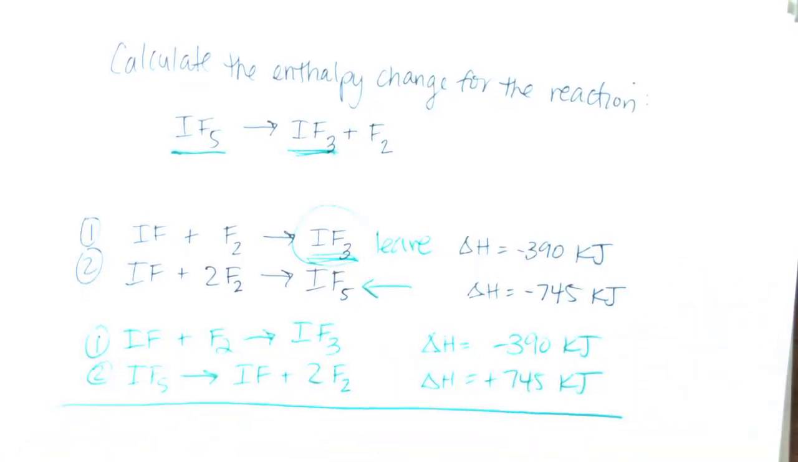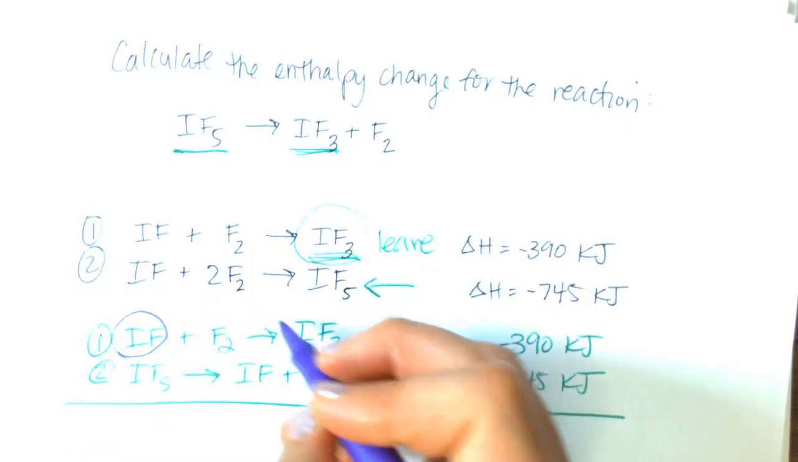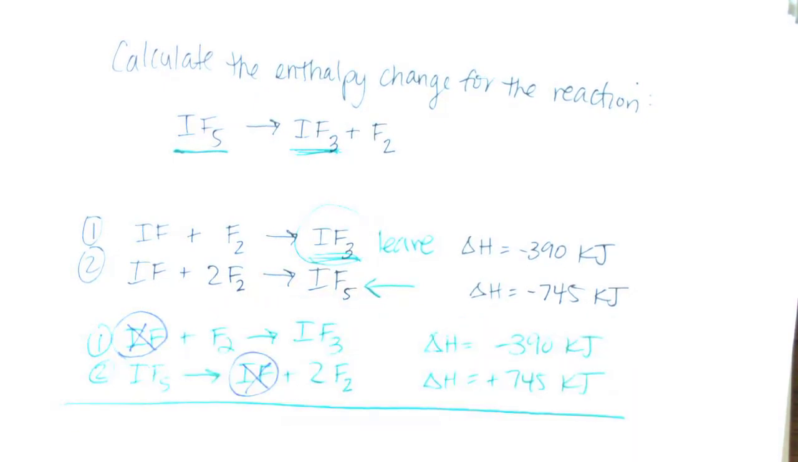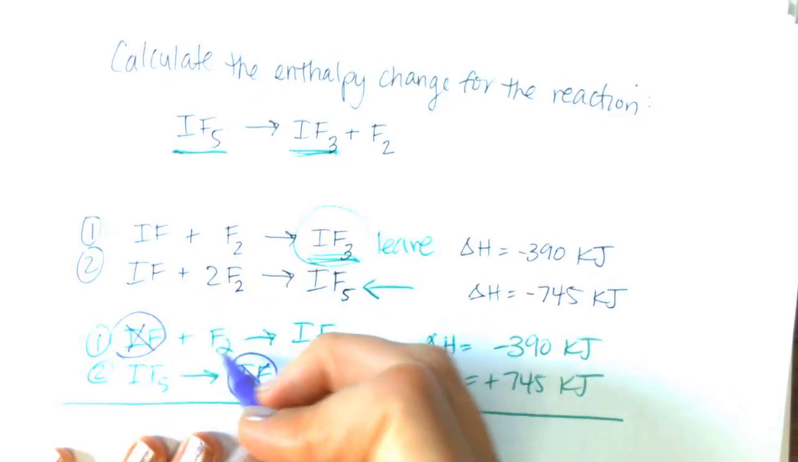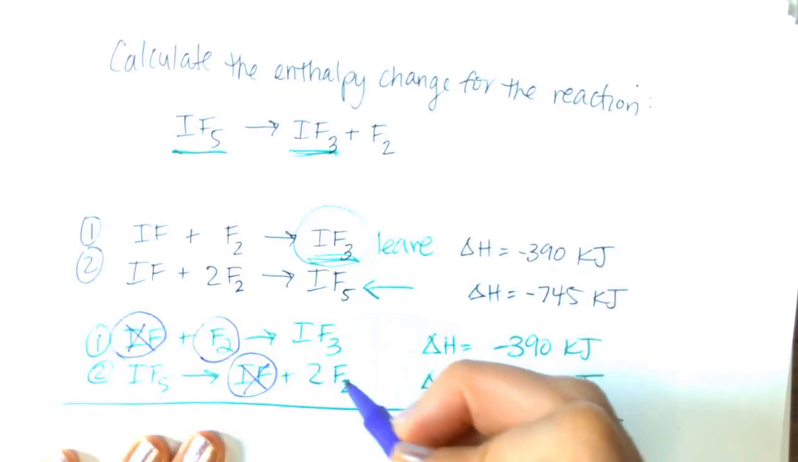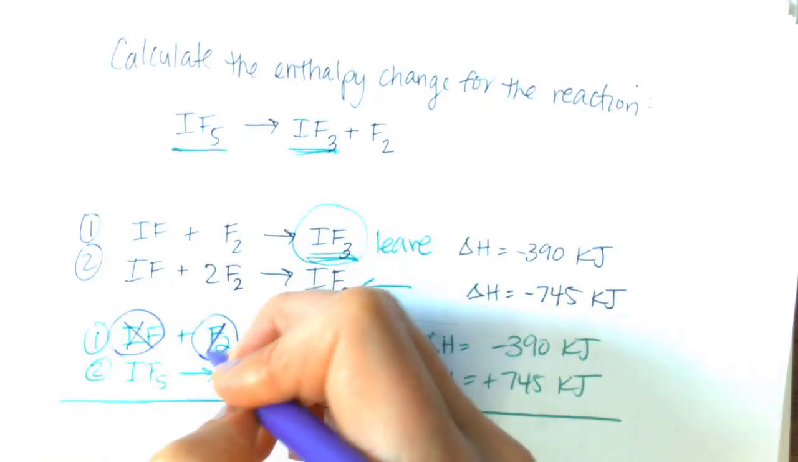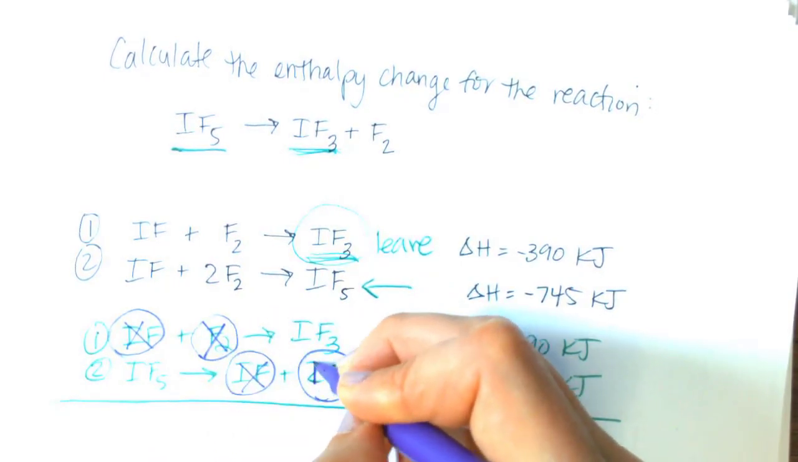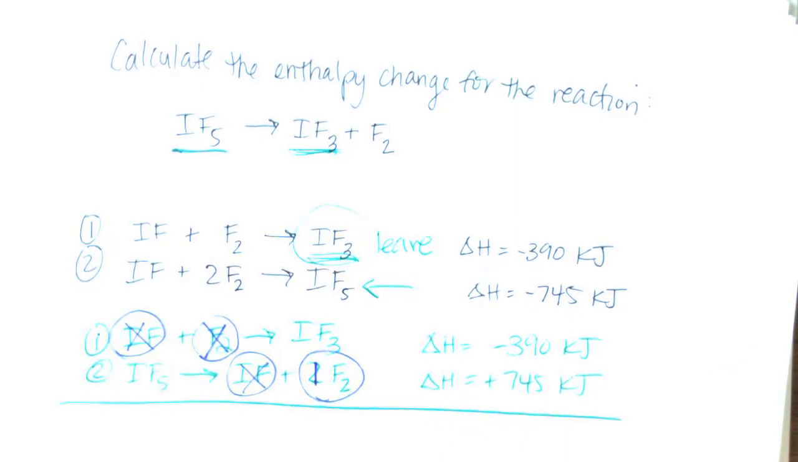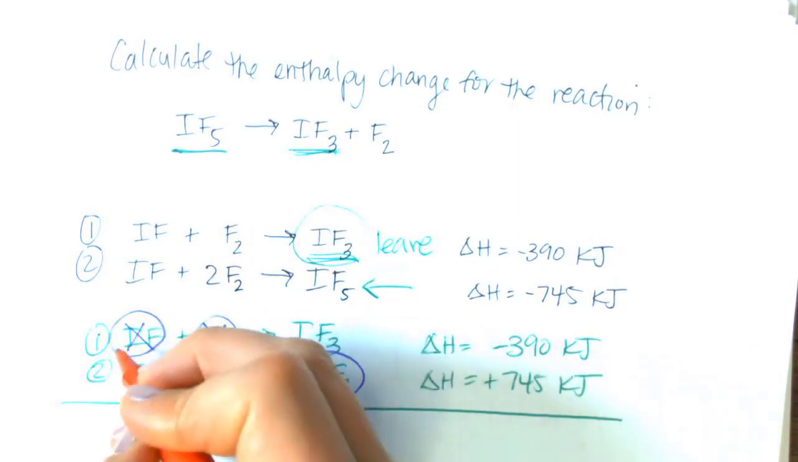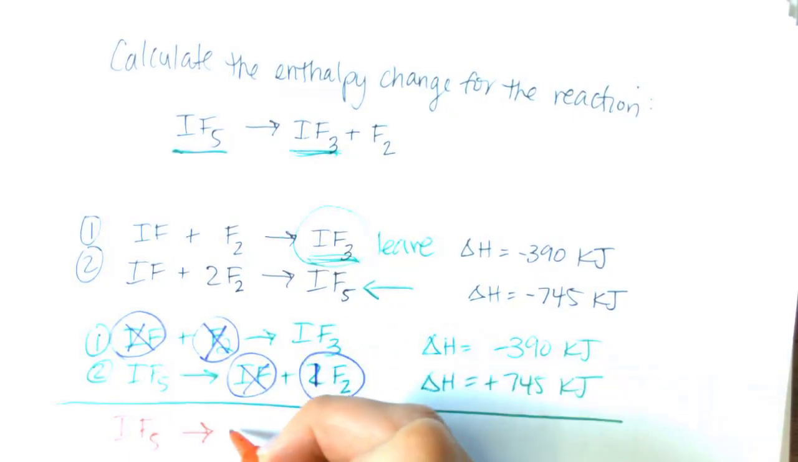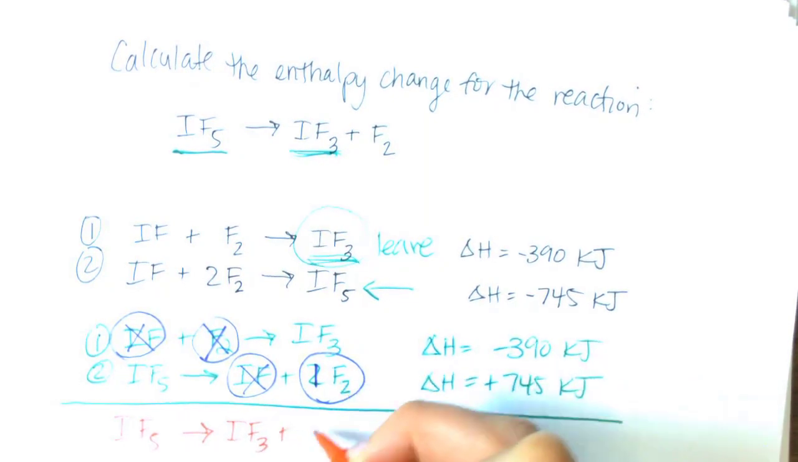Let's see if this works out. So on the left side, I have an IF, and on the right side of my arrow, I have an IF. So those are going to cancel. On the left side, I have an F2. On my right side, I have 2 F2s. So that 1 F2 is going to go away, so I'm going to subtract 1 F2, get rid of 1 F2. That leaves me with just 1. So now I can say the only thing on the left side of that arrow is IF5. On the right side, I have an IF3, and I have one F2.